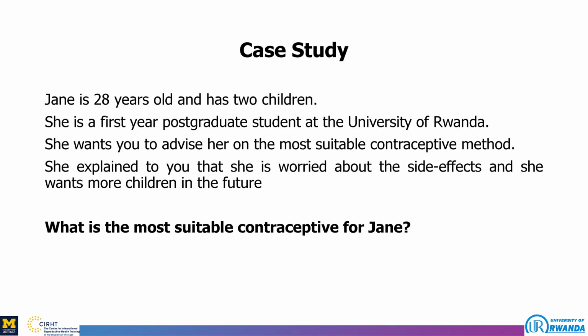We have a case study here. Jane is 25 years old and has 2 children. She's a first-year graduate at the University of Rwanda. She wants advice from you on the most suitable contraceptive method she can use. She explained to you that she's worried about the side effects when using contraceptives, and she wants more children in the future. What is the most suitable contraceptive method for Jane?